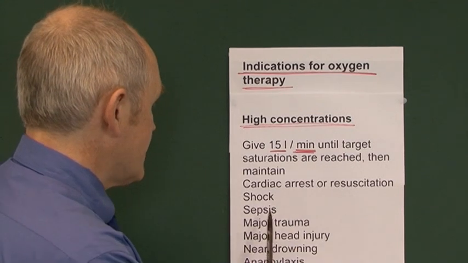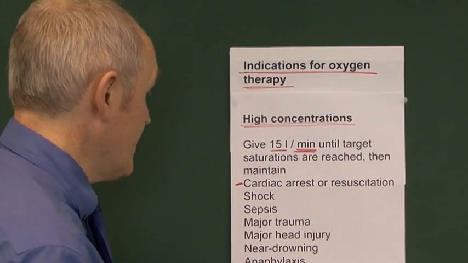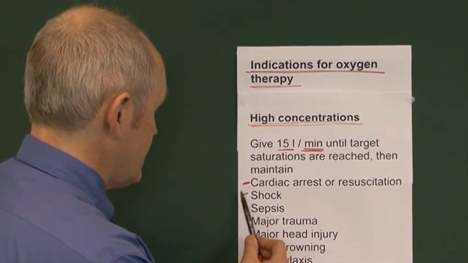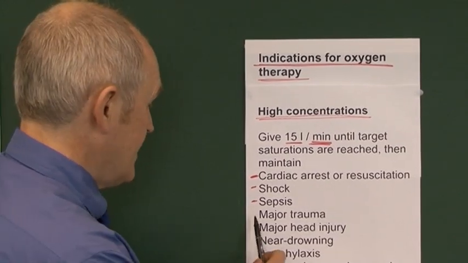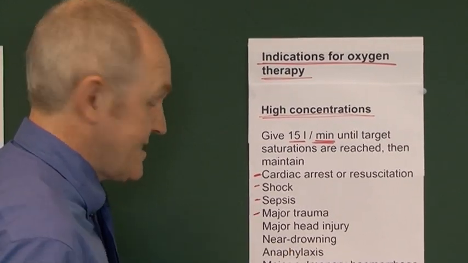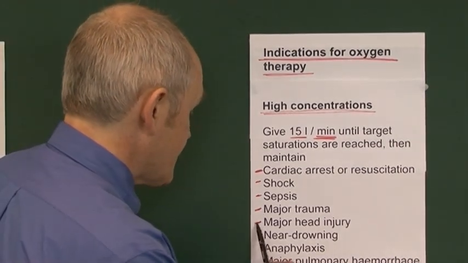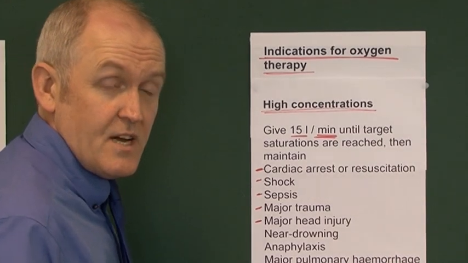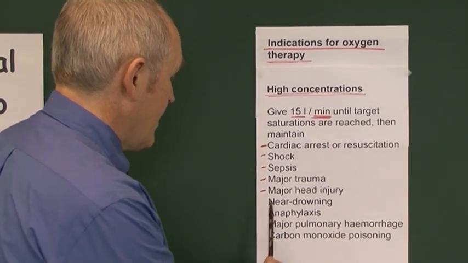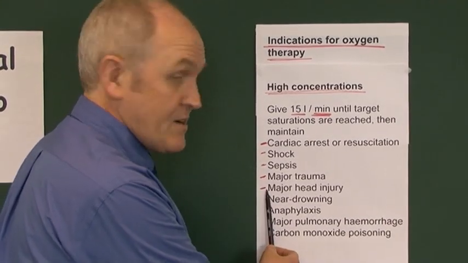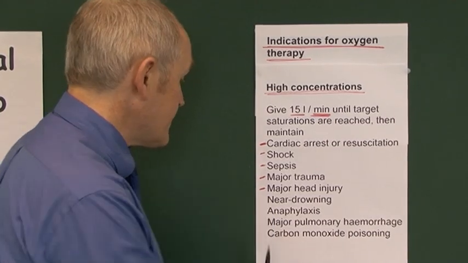So high concentrations: cardiac arrest situation, get as much oxygen into the patient as you can. Shocked patients need high concentrations. Patients that are very septic. Patients with major trauma need high concentrations in order to maintain target saturations. Head injury patients, of course, for reasons we've looked at on this video and other videos, it's very important to keep them well oxygenated. Because if they're not well oxygenated, you're going to get cerebrovascular vasodilation, which is the last thing we want in head injuries.